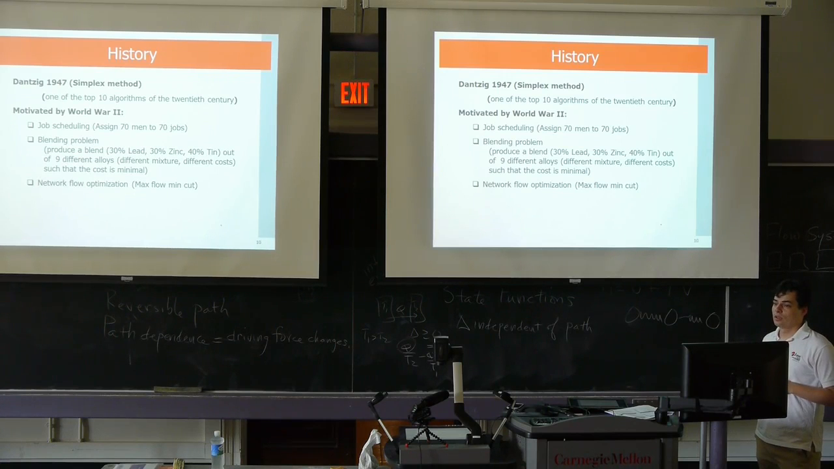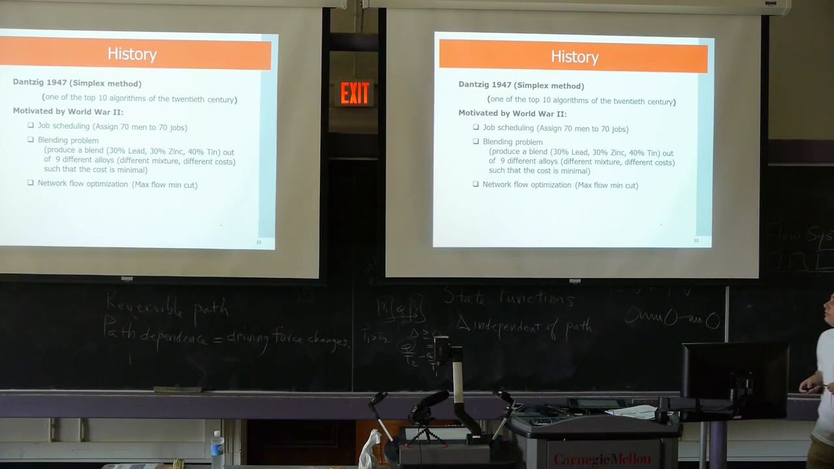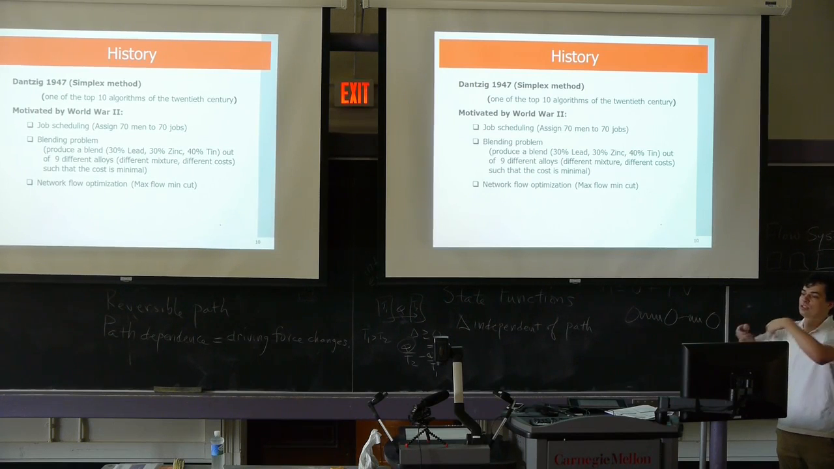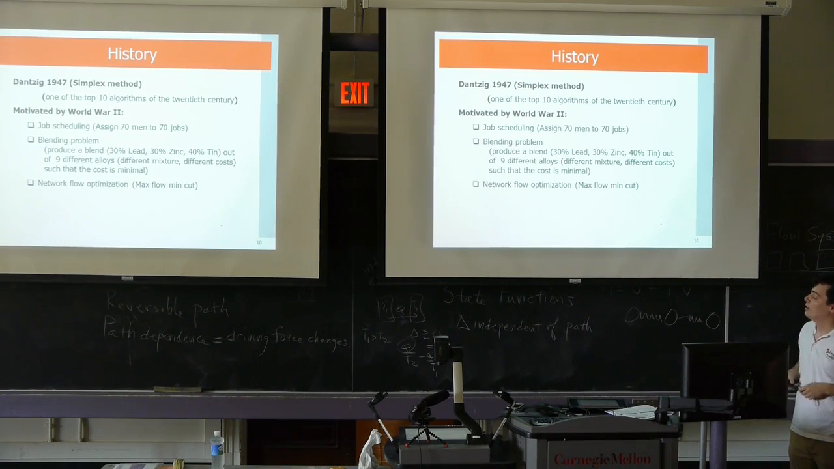The theory of linear programs was motivated by problems in World War II. There were problems there like job scheduling. So for example, you wanted to assign 70 men to 70 jobs where we had some constraints that each job has to be done by someone. There might be some ordering between the jobs and so on.